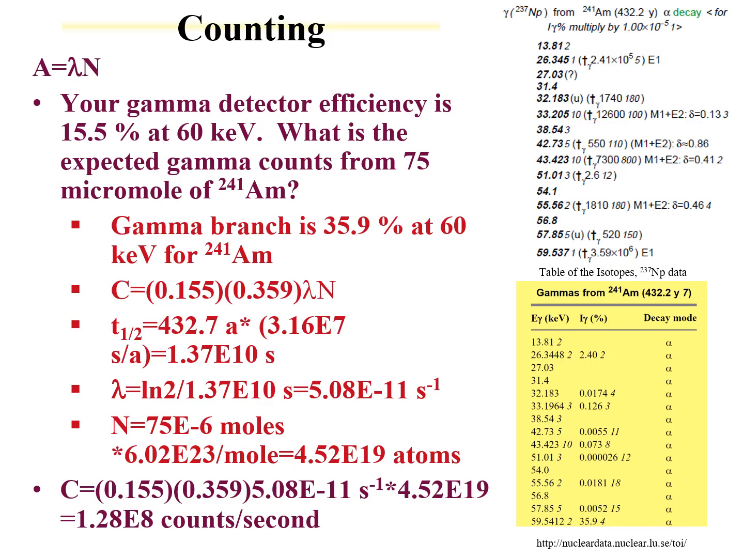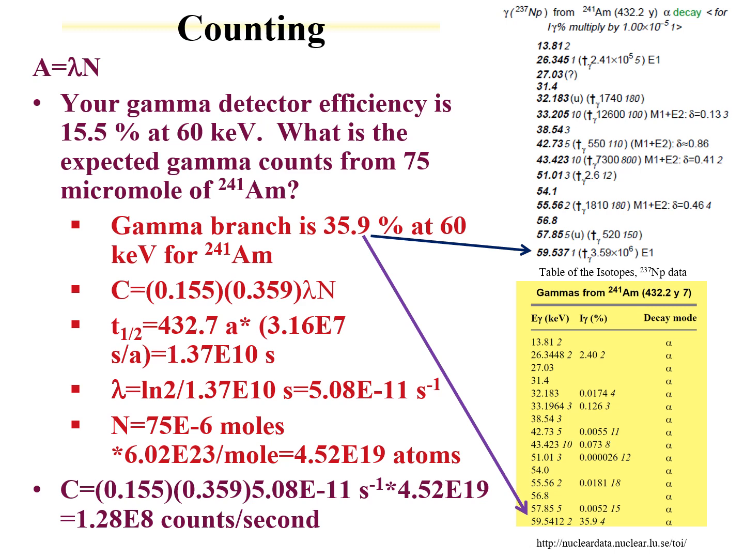We can use, again, activity equals lambda n for an example where we actually do some counting. Let's say you've got a gamma detector, and at 60 keV, the efficiency is 15.5%. What is the expected gamma counts from 75 micromoles of americium-241? Well, I use this information here to get the gamma branch for americium-241.